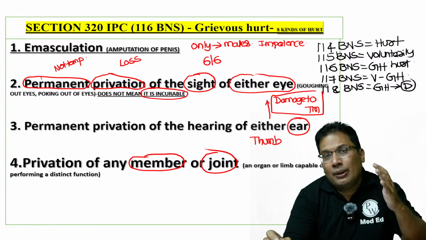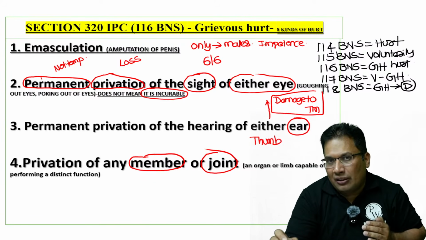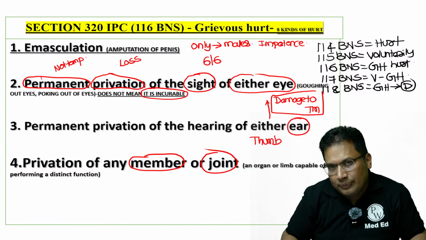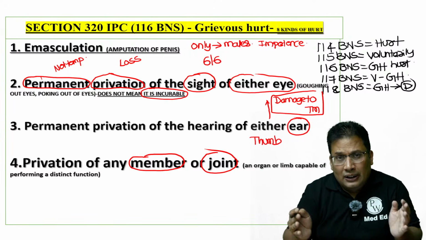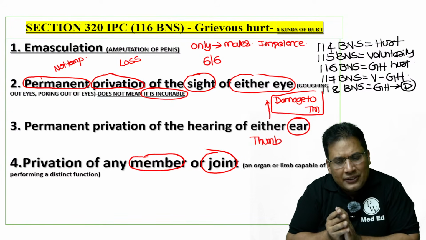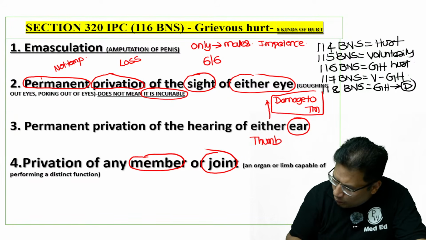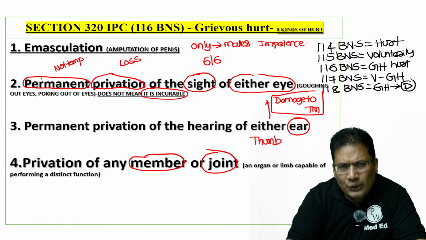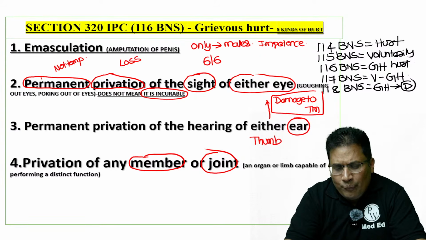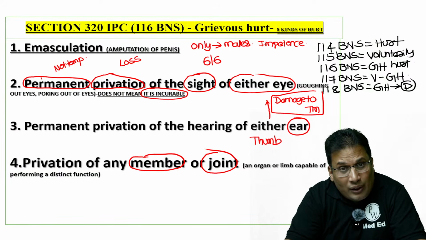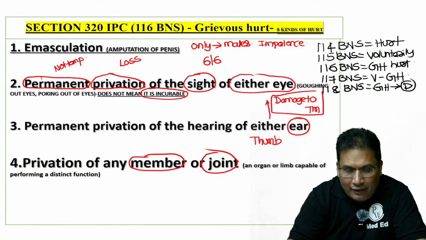Blunt weapon examples: abrasion, bruise, laceration. Sharp weapon examples: incised wound and stab wound. Dangerous weapon is given in 118 BNS. Member, for example, is the thumb. Hip joint, okay. The joint mentioned, it can be a privation of joint. Any joint in the body, even a small joint such as the metacarpophalangeal joint, that can be grievous hurt.